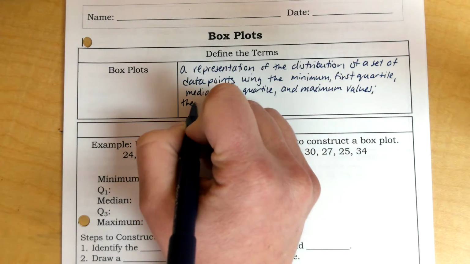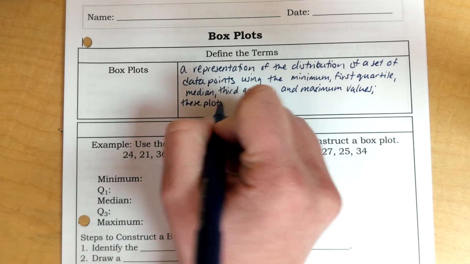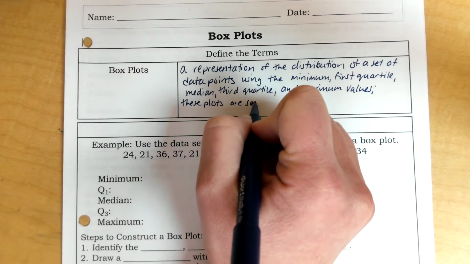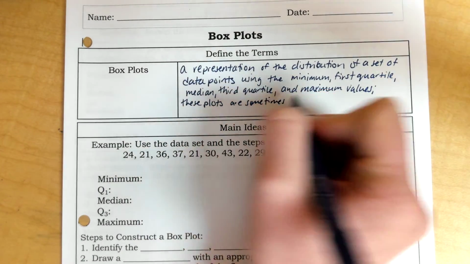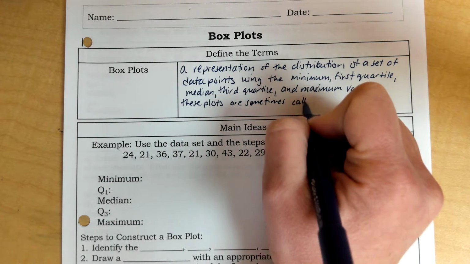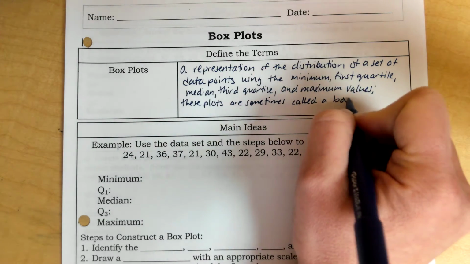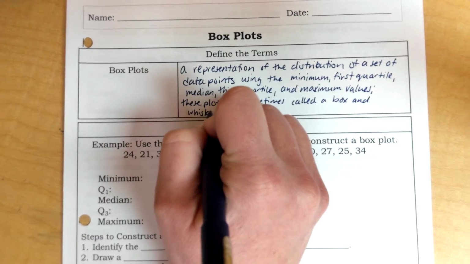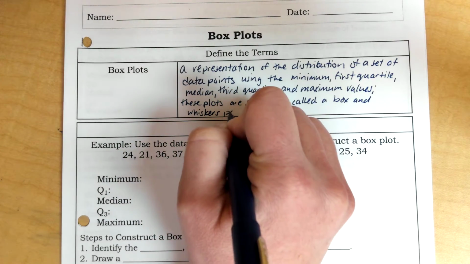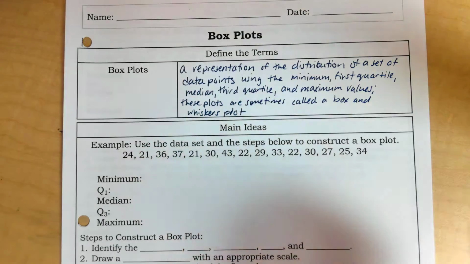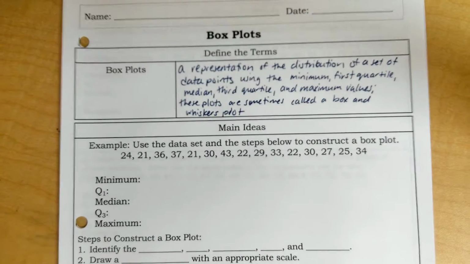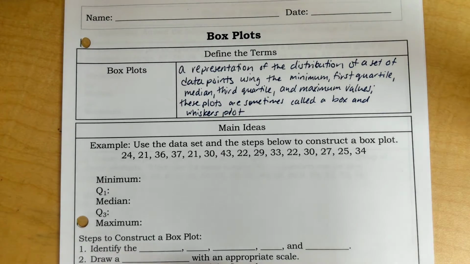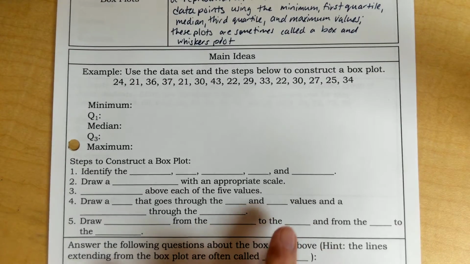Also, these plots are sometimes called a box and whiskers plot. Sometimes you'll see them called that as well. Alright, so let's go ahead and walk through the steps to construct a box plot.